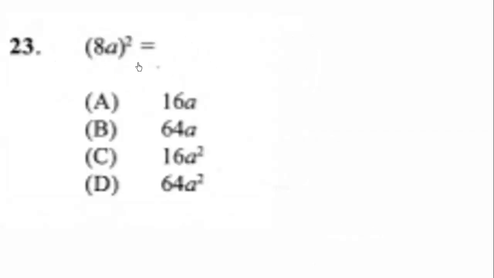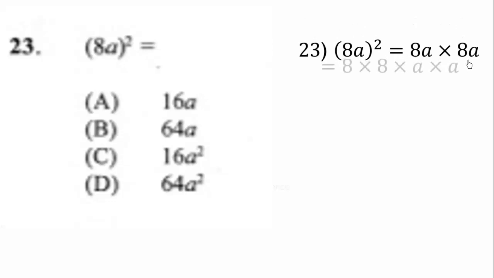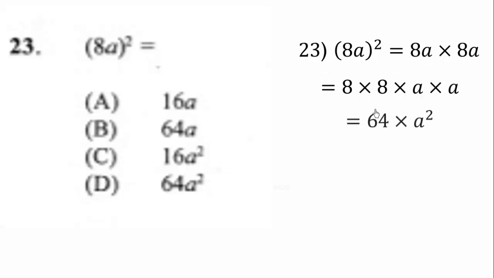now we want to simplify this, (8a) all squared. Now remember that (8a) all squared is the same as 8a times 8a. Now let's regroup. So 8 times 8, and then we have a times a. Now 8 times 8 will give us 64, and a times a will give us a squared. Now this will simplify to 64a squared. So the correct answer is this.